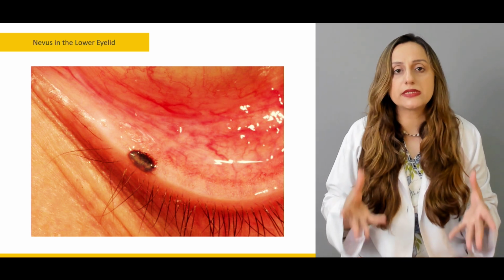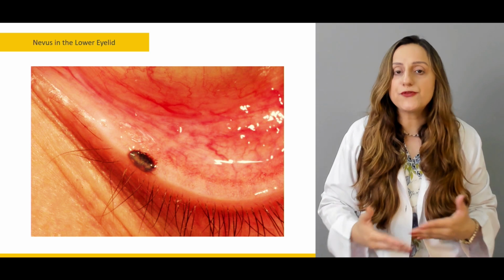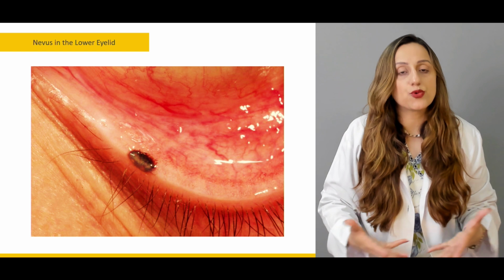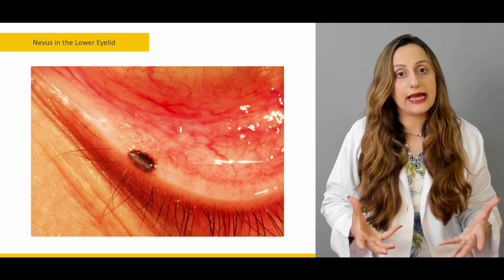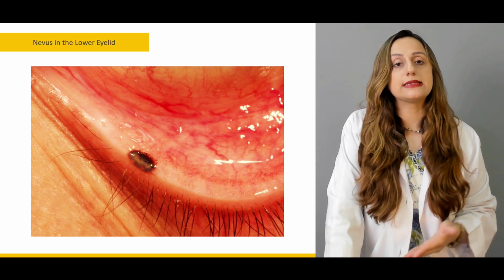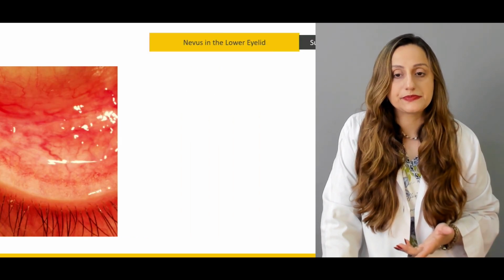No surgical treatment is needed for this kind of condition. You just have to note down the size. If there is any alteration in the size or the color of the nevus, those are signs of malignancy. So you should know how to inspect these nevi that are present in the lower eyelid.